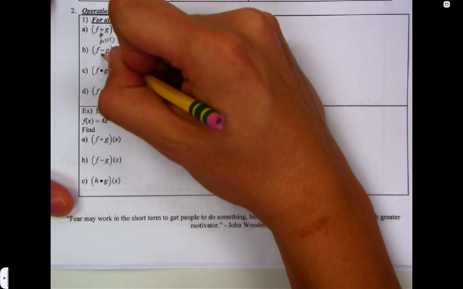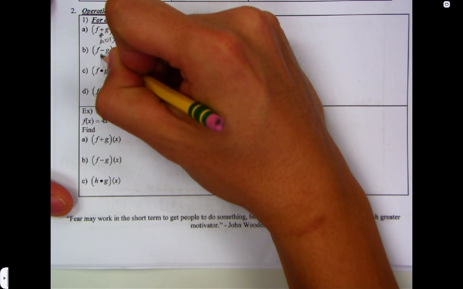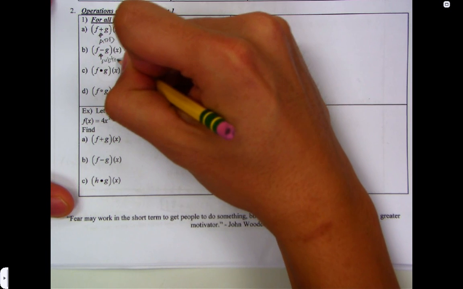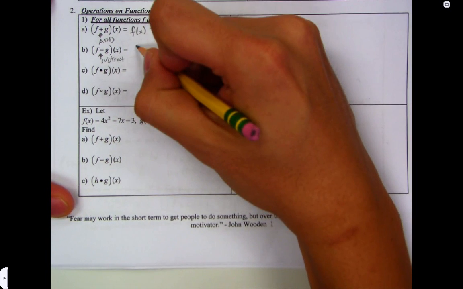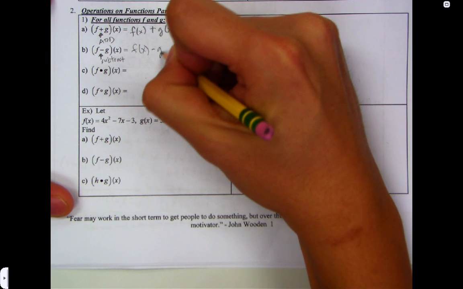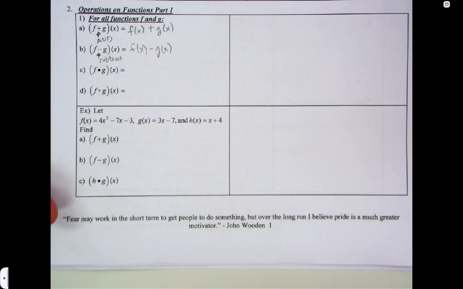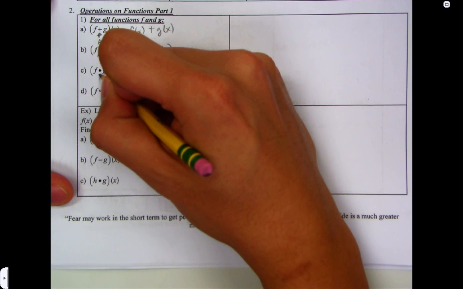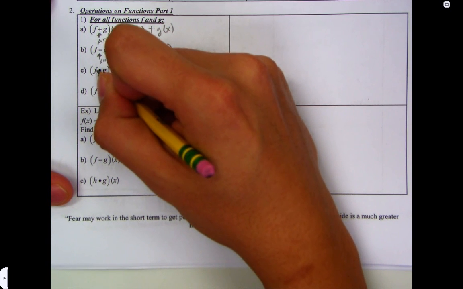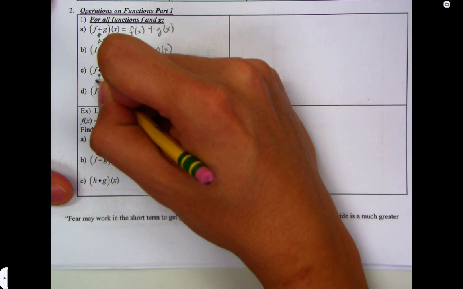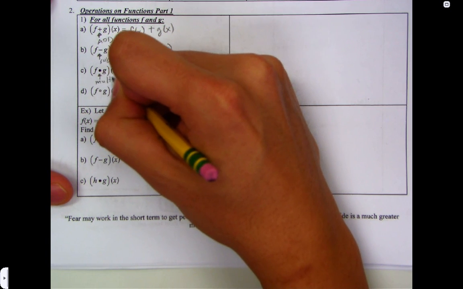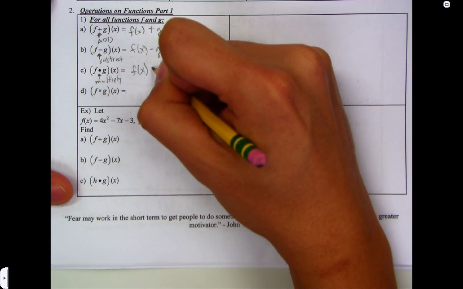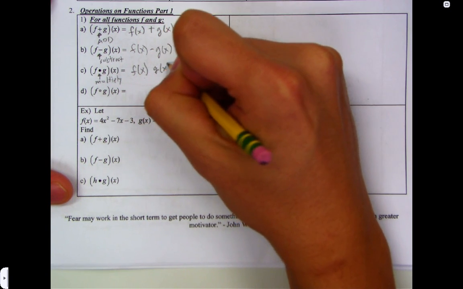B, f minus g of x. With the two functions, you're going to subtract. Another way to write this is f of x minus g of x. C, right in the middle of these two functions, f times g of x. This means multiply. Another way to write this is f of x times g of x.